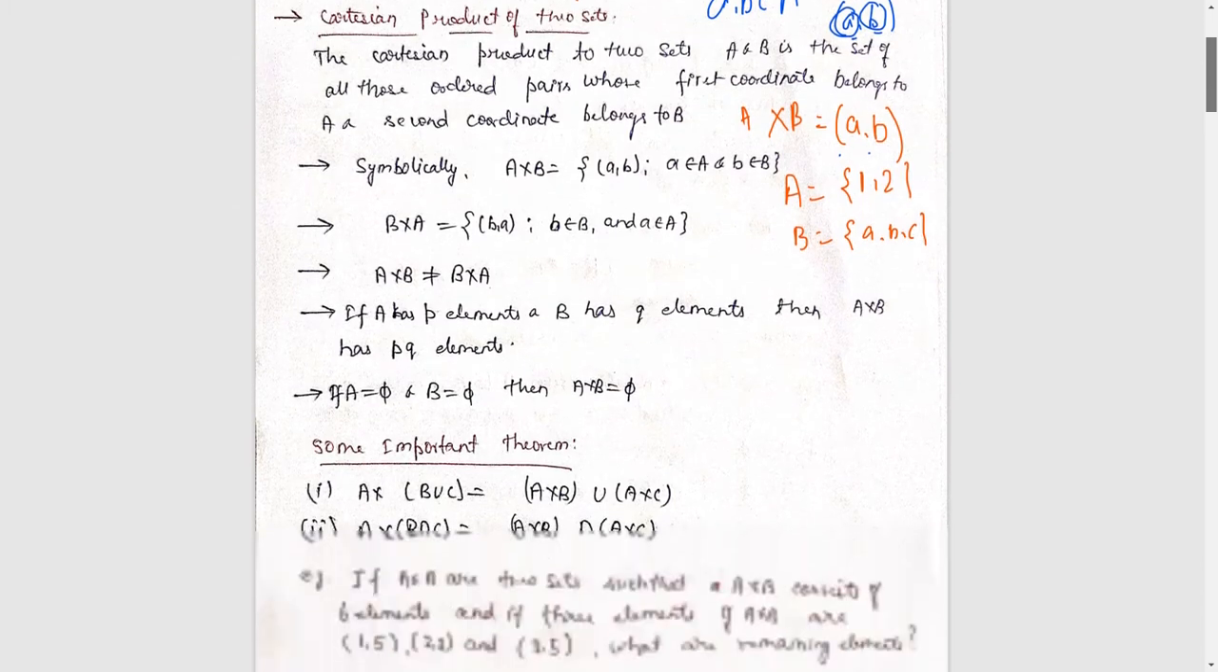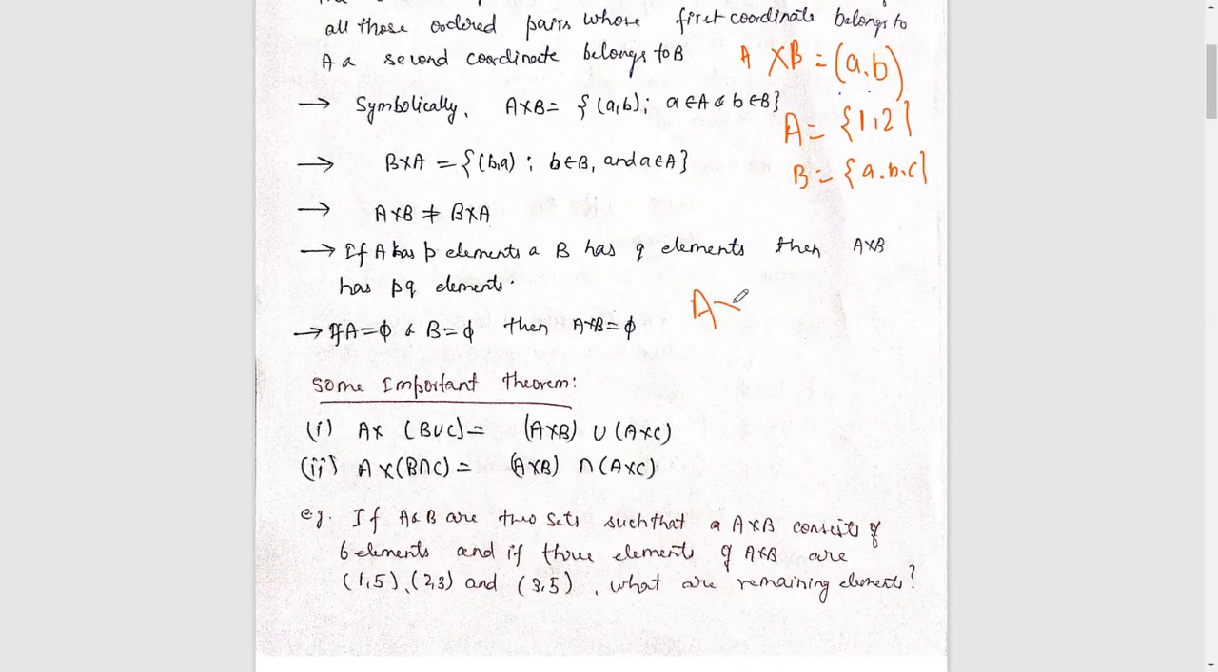In that case, if you want to find A cross B, just choose the first element to be an element of A and the second element as an element of B. So (1, a), (2, a), (1, b), (2, b), (1, c), (2, c). You take the first element from A and the second element from B. So we will have all the possible combinations, all those ordered pairs where the first element is an element of A and the second element is an element of B.